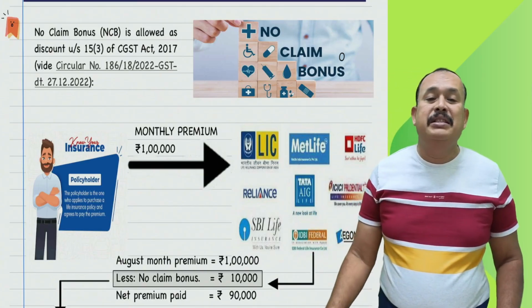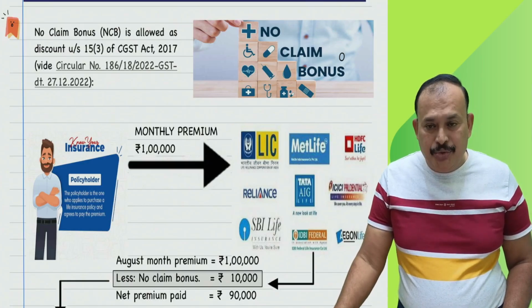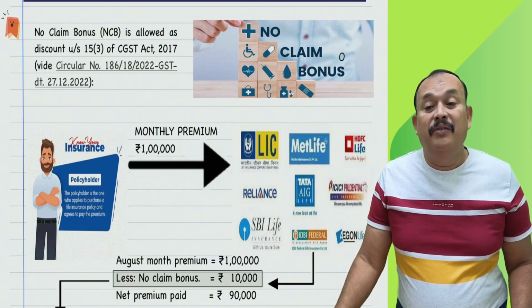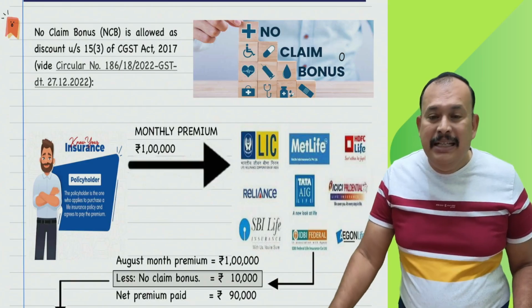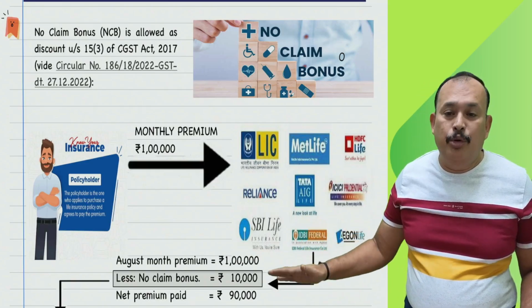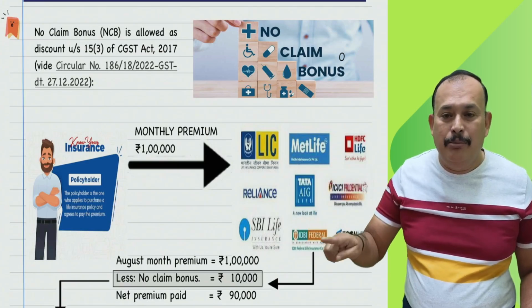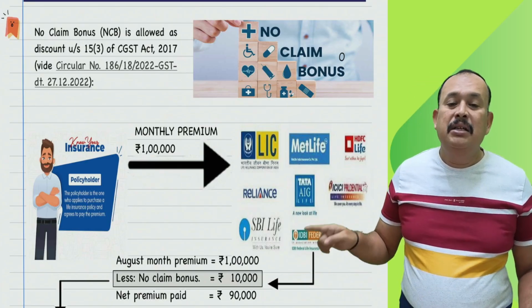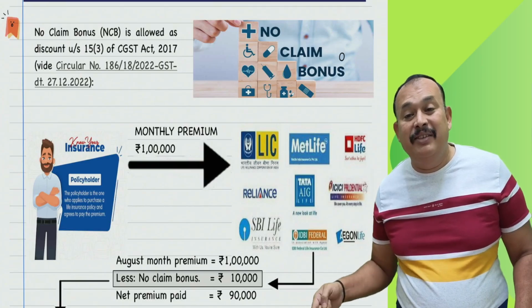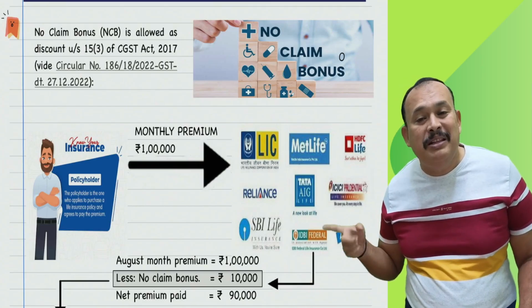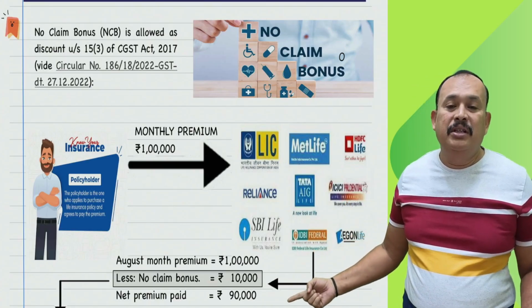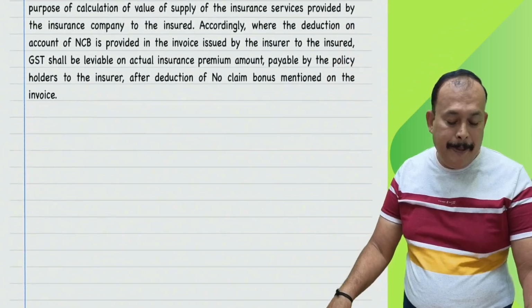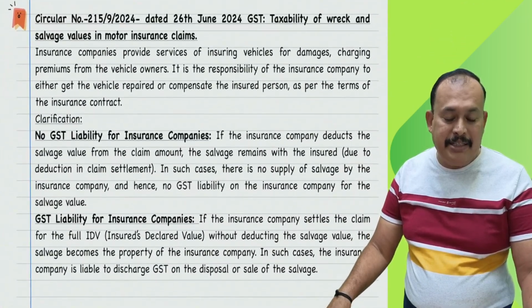The clarification given by CBIC: no claim bonus is allowed as a discount. Therefore, the value of supply in the hands of the insurance company is, in the given example, after the no claim bonus. That is, premium before no claim bonus 1 lakh, deduct no claim bonus 10,000 as a discount, balance net premium 90,000 after the discount. Then what is the value of supply in the hands of the insurance company? Rupees 90,000. No claim bonus will be allowed as a discount. Clarification given by CBIC.